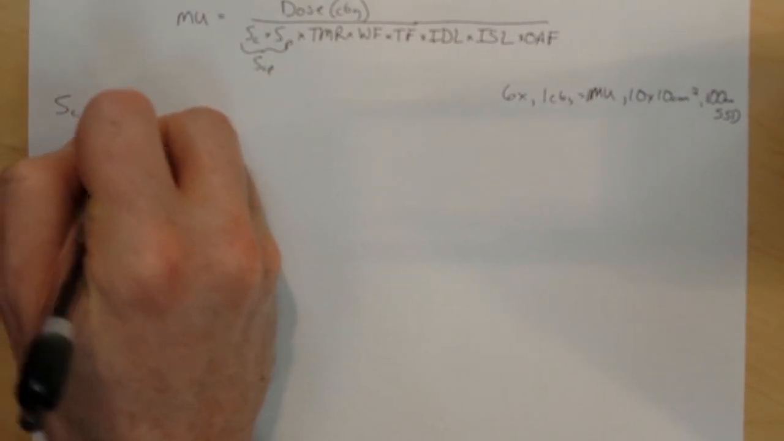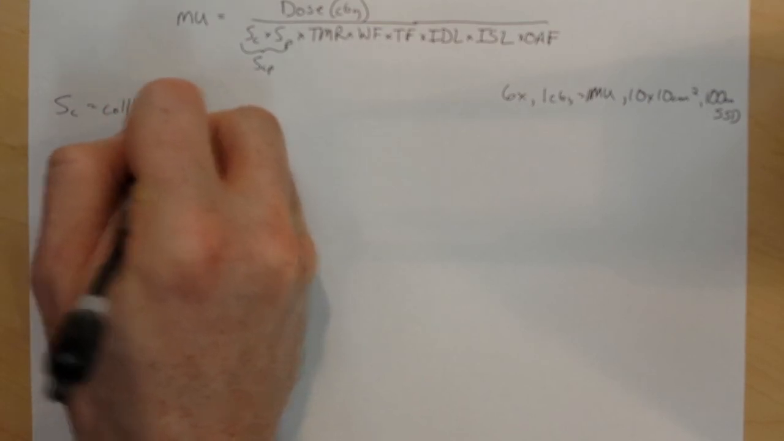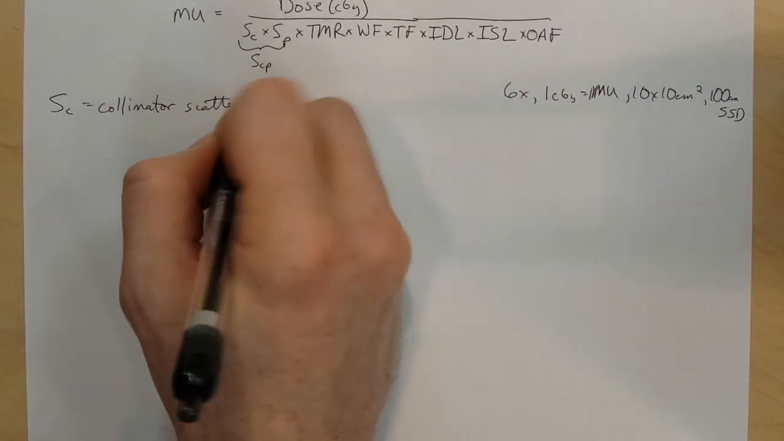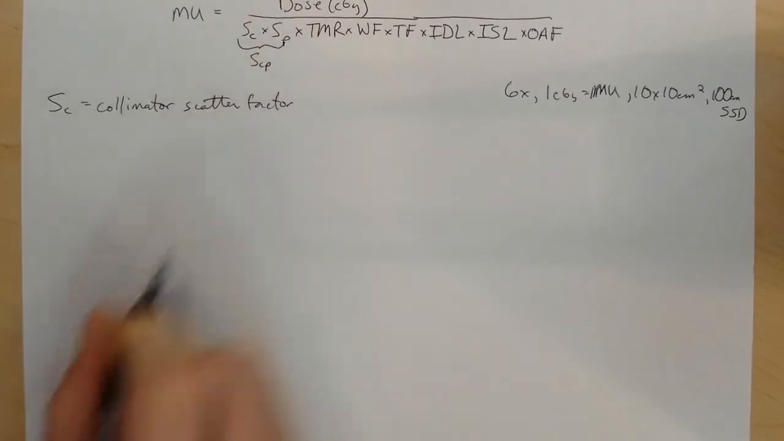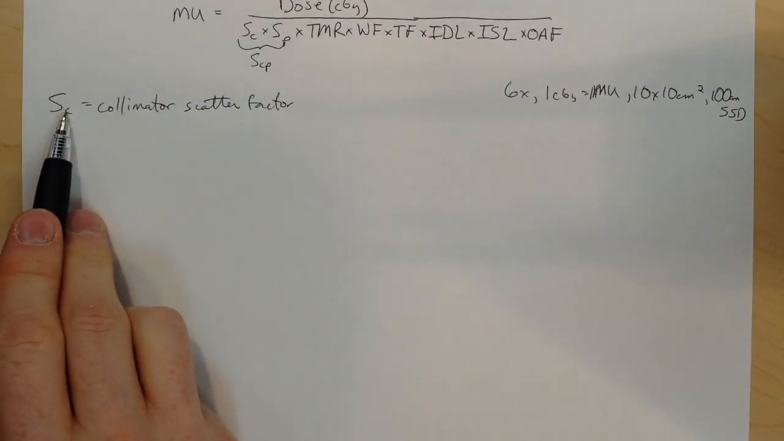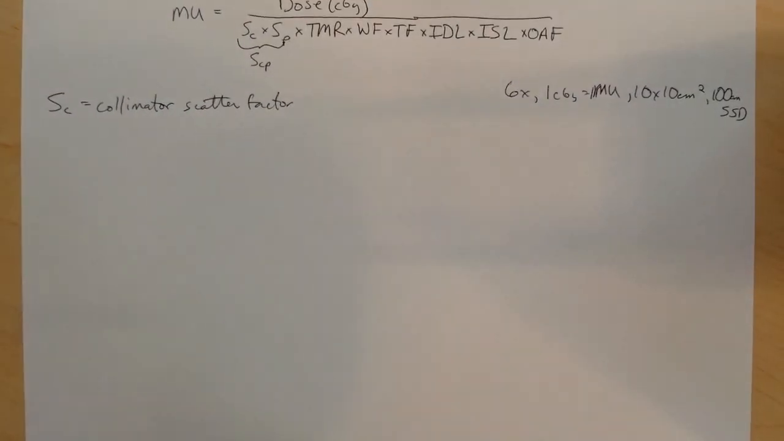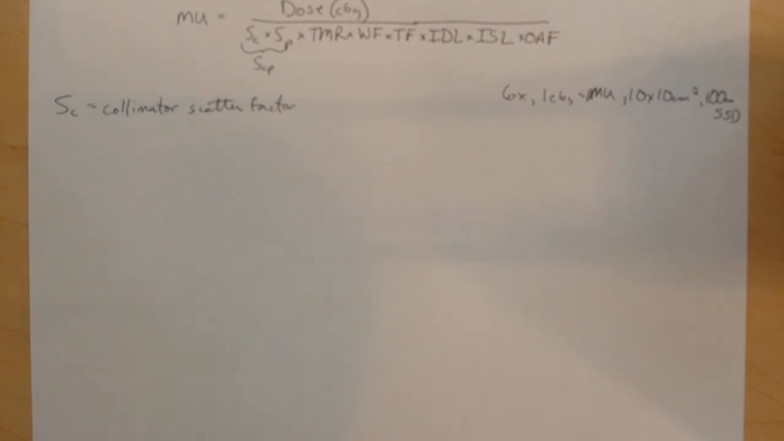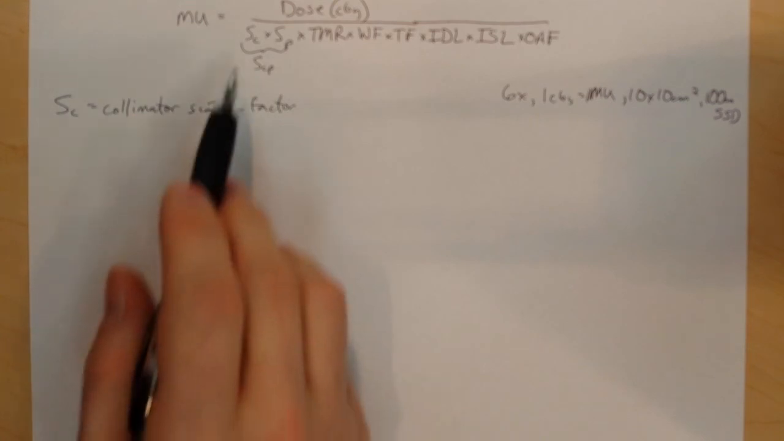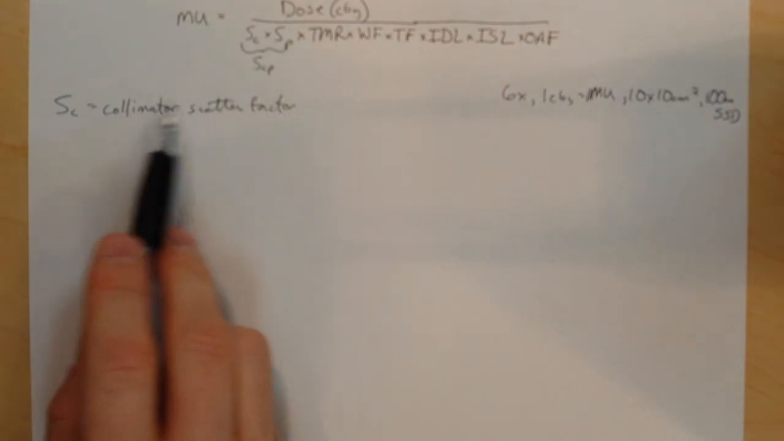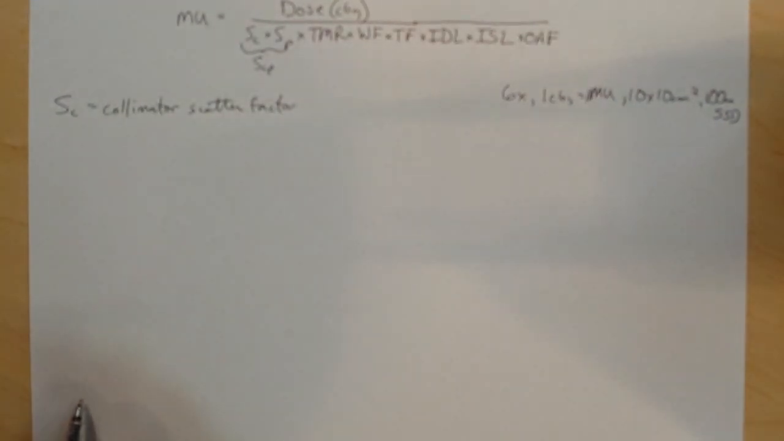S sub C is the collimator scatter factor. This accounts for the change in dose rate with collimator size. We talked about dose rate, field size dependence. This is kind of a corollary to that. There's a difference between S sub C and S sub P. S sub C is the collimator scatter factor. It has to do with two things.